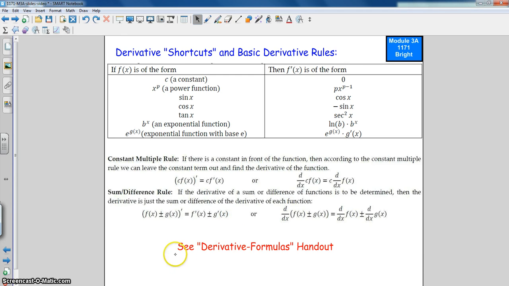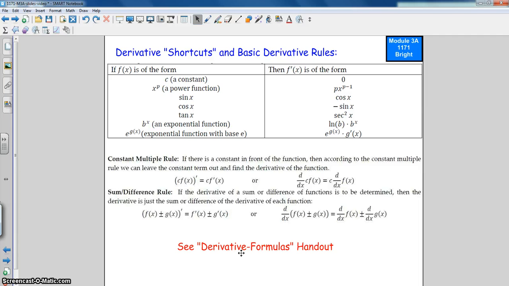Okay, and then there is a handout posted on ICL called Derivative Formulas, which has pretty much all the derivatives you'll need to know for the course. So please reference that, and I would recommend printing that out as a reference page.